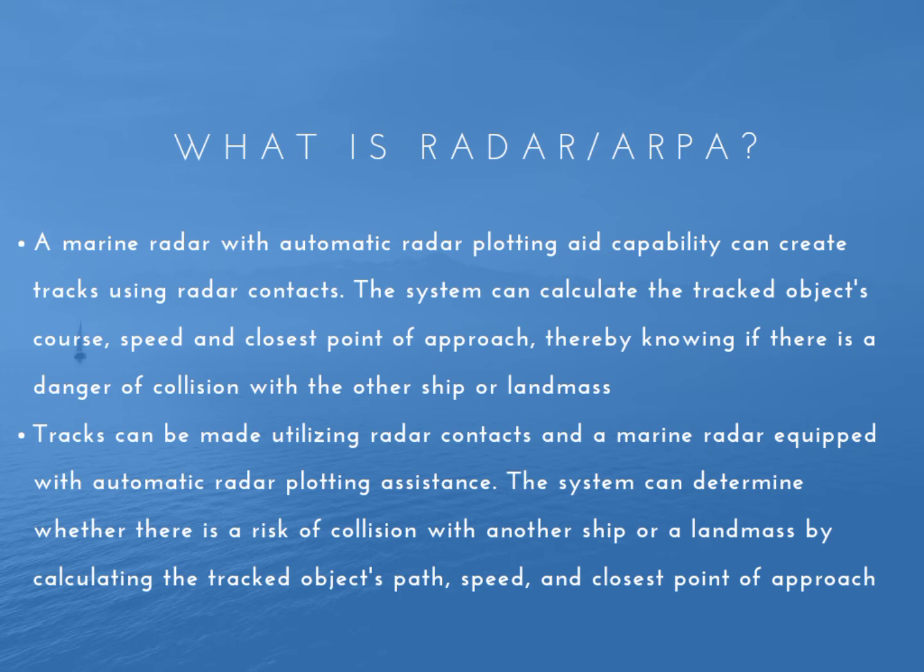A track can be made utilizing radar contact and a marine radar equipped with automatic radar plotting aid. The system can determine whether there is a risk of collision with another ship or a landmass by calculating the tracked object's path, speed, and closest point of approach.